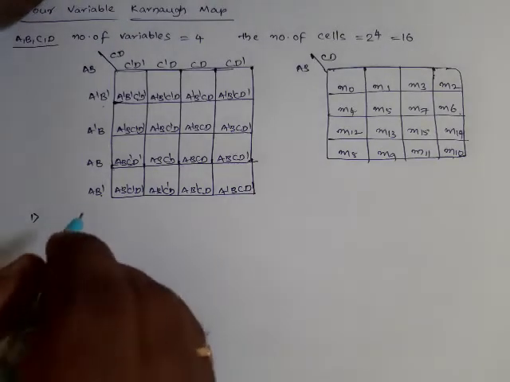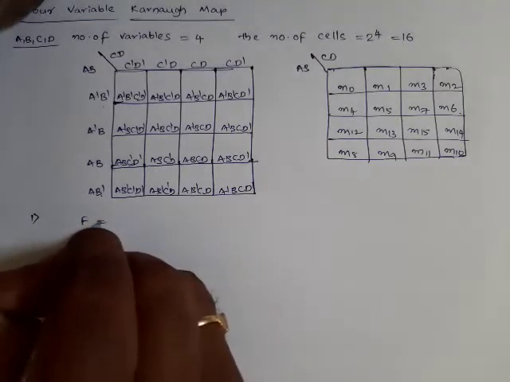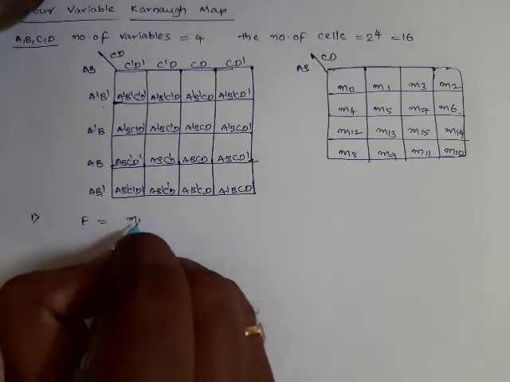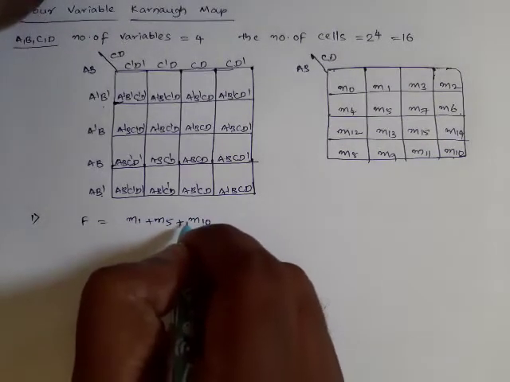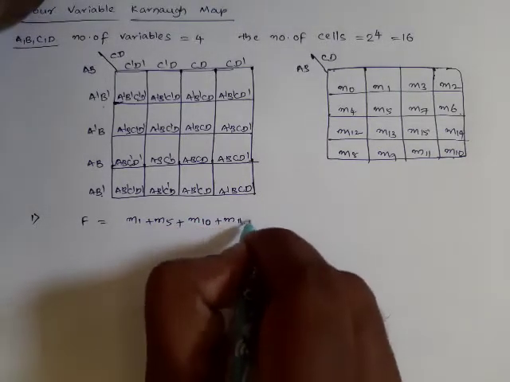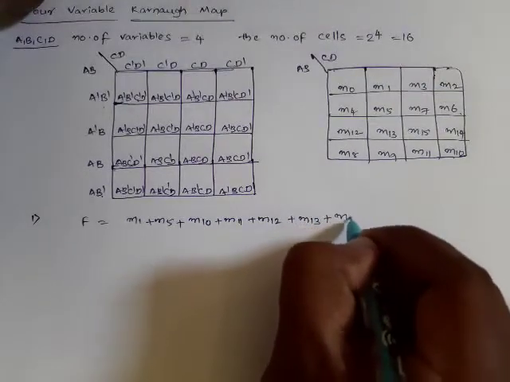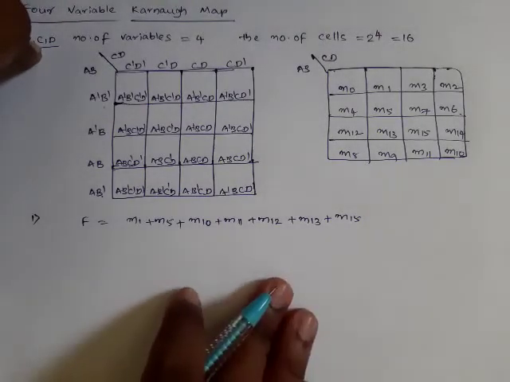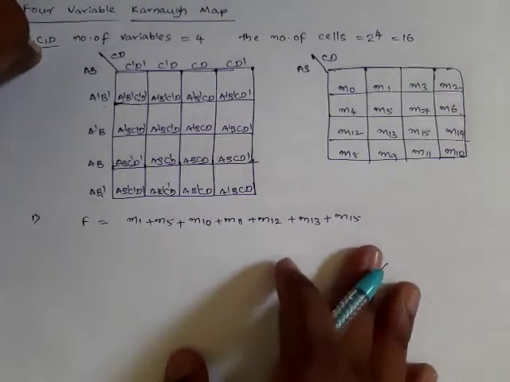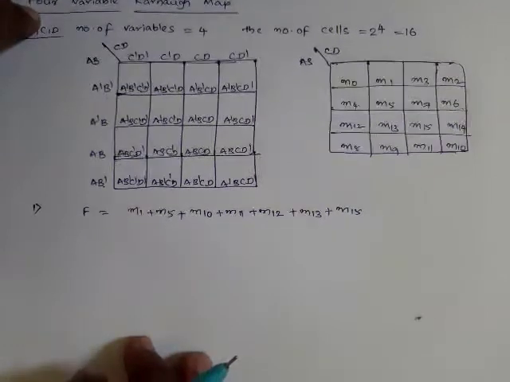Simplify the Boolean expression where f equals m1 plus m5 plus m10 plus m11 plus m12 plus m13 plus m15. So the expression can be given either as product terms directly, or it can be directly given as sum of min terms. So this is a short way of representing those min terms. So now the function is expressed.